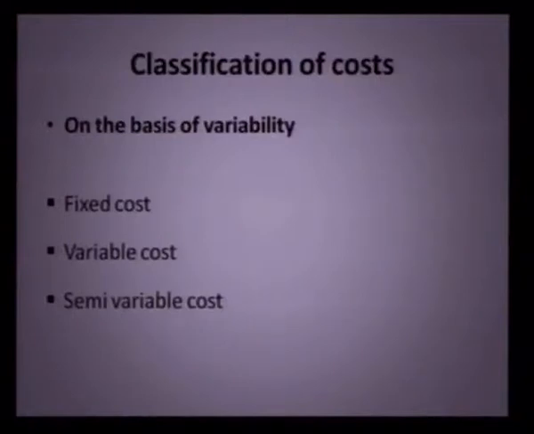Fixed costs are those costs which are not related to the amount of production, the quantity of production, which remain fixed even if you produce one item, even if you produce 1000 items, or even if you don't produce. Fixed costs remain fixed. These costs don't change with the change in production. So the cost which is there at zero production is known as the fixed cost. Without producing any goods, that cost we have to bear.